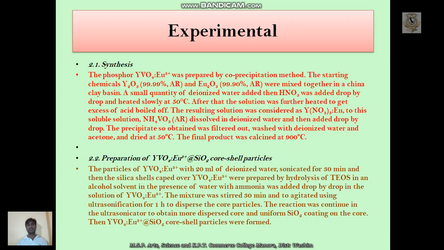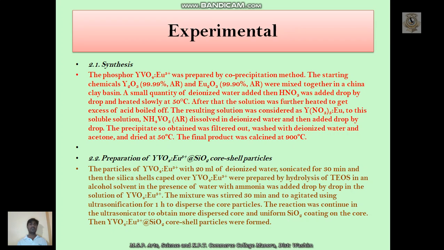After that, the solution was further heated to boil off the excess acid. The resulting solution was considered as Y(NO3)3 and Eu3+. The precipitate so obtained was filtered out, washed with deionized water and acetone, and dried at 50 degrees Celsius. The final product of YVO4:Eu3+ was calcined at 900 degrees Celsius.